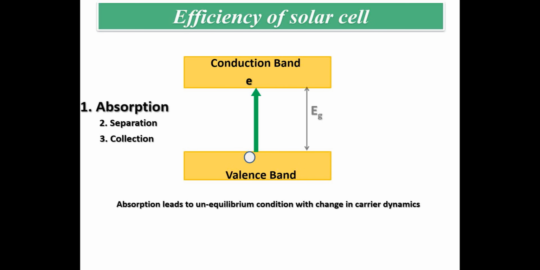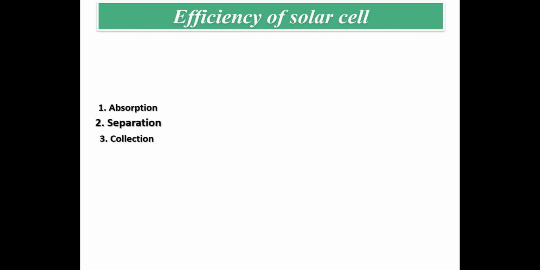First thing. Second thing is separation. So what is separation? This generated electron hole pair, which is a bound electron hole pair or exciton, needs to get separated. There are some ways to do it. If it is organic, there is one mechanism. If it is inorganic, there is another mechanism. Depending on the material, the separation mechanism may be different.